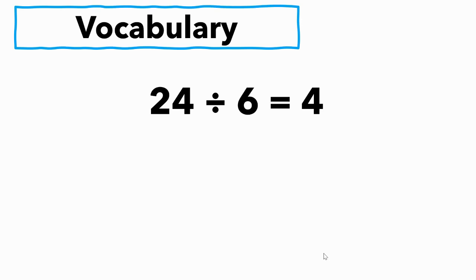Here we have our division sentence, 24 divided by 6 equals 4. The first number in our division sentence is known as our dividend. This is the total amount of objects that we're splitting up. The second number is known as our divisor. This tells us how many groups we're splitting our objects into, or how many each group will have. The answer to a division sentence is always known as the quotient. So whenever you see find the quotient, it just means find the answer to the division problem.